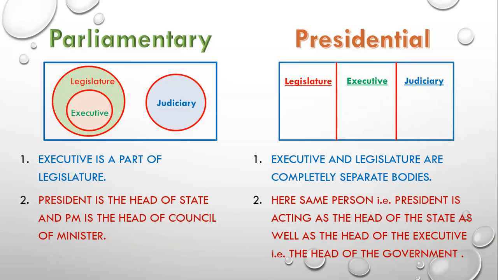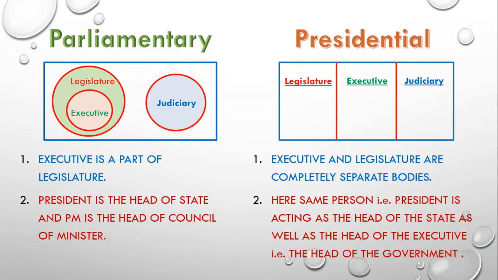Okay, so what does it mean? It means that the members of the executive are chosen from within the membership of the legislature. All the members of the executive are at first members of the legislature, and after that they become members of the executive. So the first difference is that the executive is a part of the legislature in the parliamentary form of government, and in the presidential form of government, the executive and legislature are completely separate bodies.